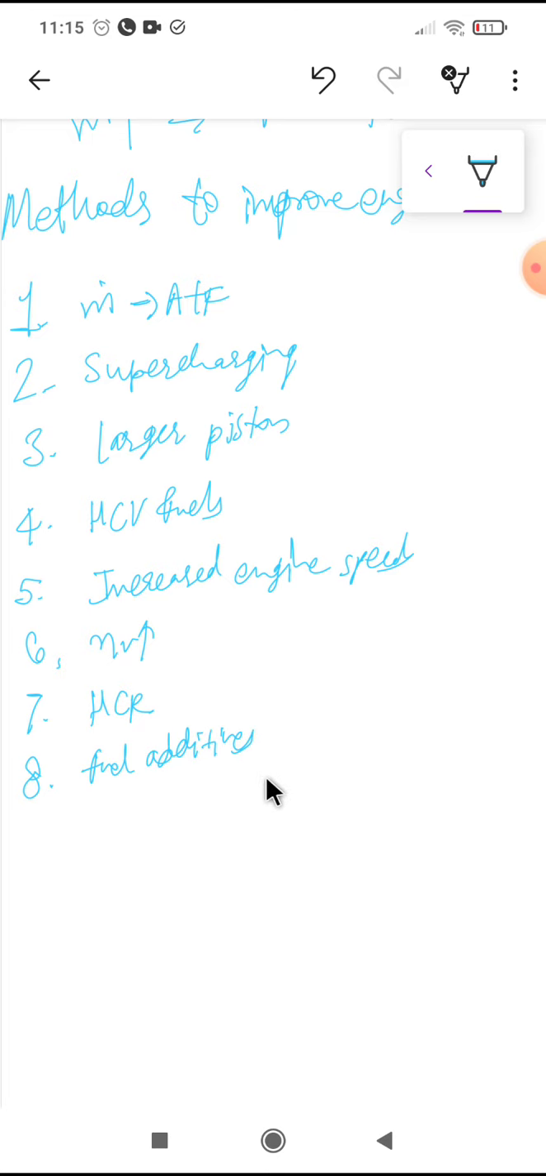Exhaust gas recirculation, positive crankcase ventilation, etc. And ninth, reduction in heat losses. So these are the various methods by which we can improve the performance of an engine.